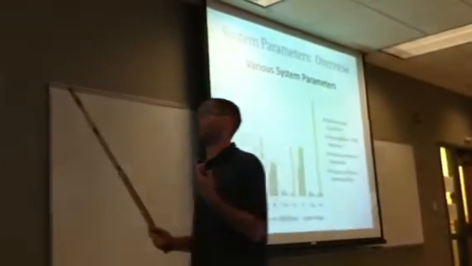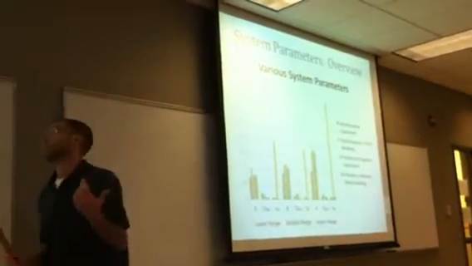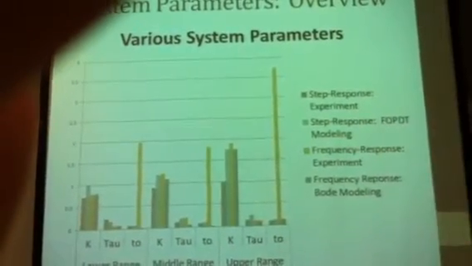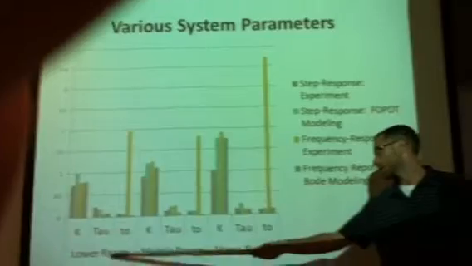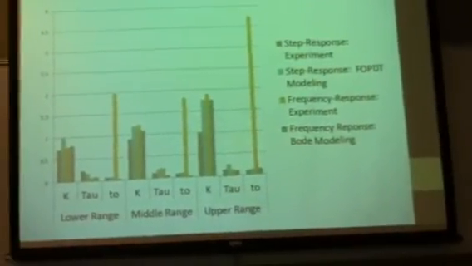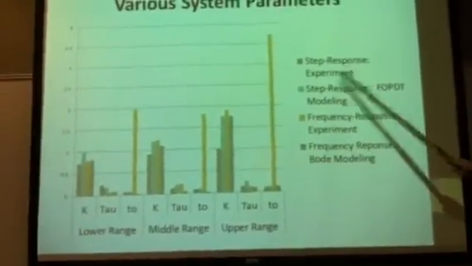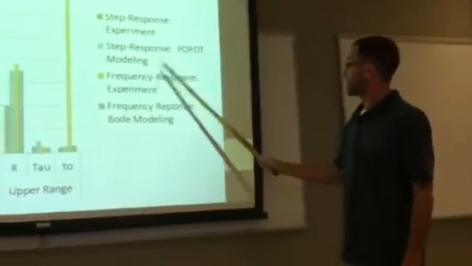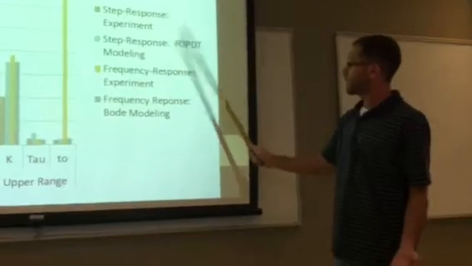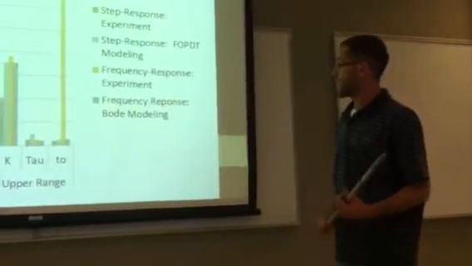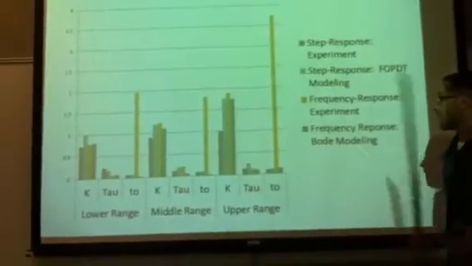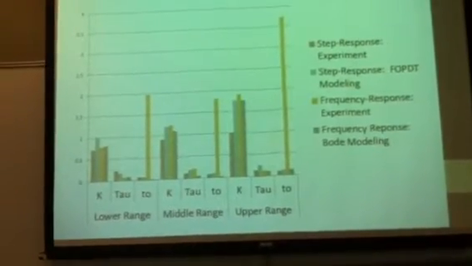So this is what we've done up to date, and I guess in a nutshell, we've been figuring the gain, the time constant, and the dead time for our system for each of the 3 ranges of pressure. And this particular chart shows what we've done from each of the 4 experiments or models we've done up to date. And you can see there's a lot of variance in all of our data.